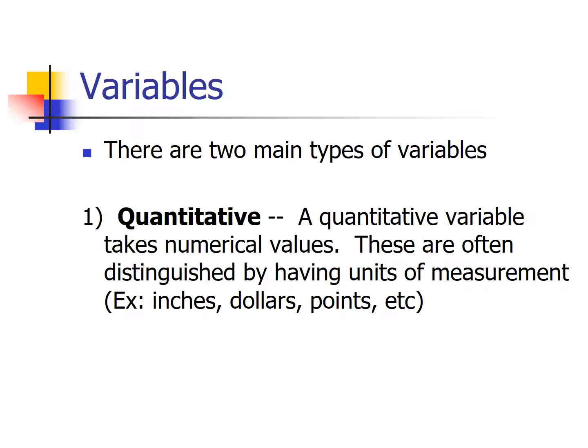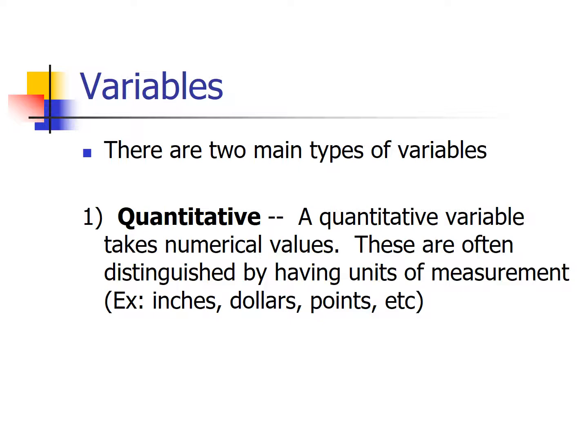Now, you can break variables into two main types. The first type of variables is quantitative. A quantitative variable takes a numerical value. That makes sense, right? The root word of quantitative is quantity. Quantity is an amount, right? An amount is a number.